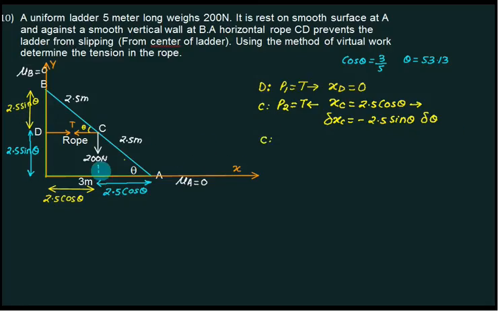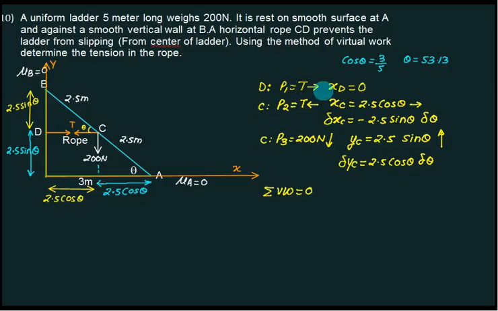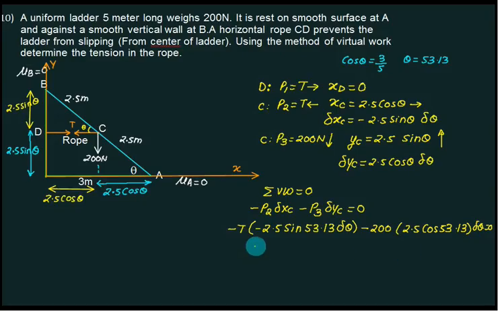Next term is again at C, where we have a 200 Newton force. The corresponding distance required is Y. What is my YC? It is 2.5 sin theta. We are in the first quadrant, so Y is upward. What is the derivative of YC? It is 2.5 cos theta del theta. For the last calculation, put theta equal to 53.13. By the principle of virtual work, my first combination is 0, the second combination is negative, and my third combination is also negative. So if you substitute this value, you will get T equals to.